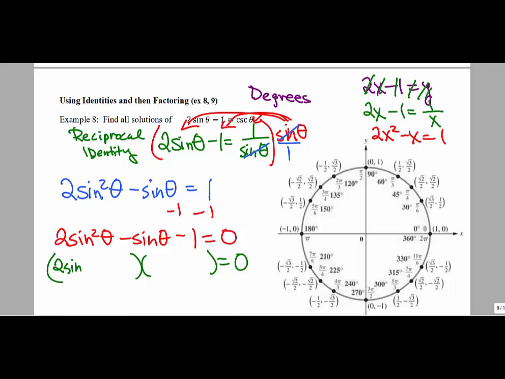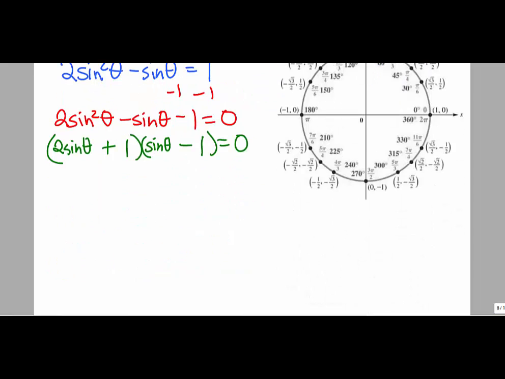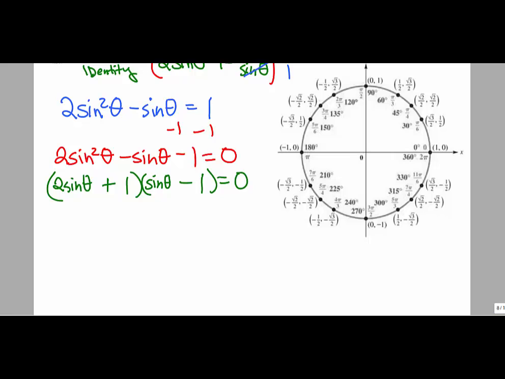So we have 2 sine theta and then sine theta. So first times the first has to give us the first. And we look at the last, we have minus 1. The only options here are 1 and 1, and we need a plus and we need a minus. So I'm going to put the minus here and the plus here. And let's check it, make sure that if I FOIL it out, I get back the correct middle term. And we do. Right. So let's keep going.